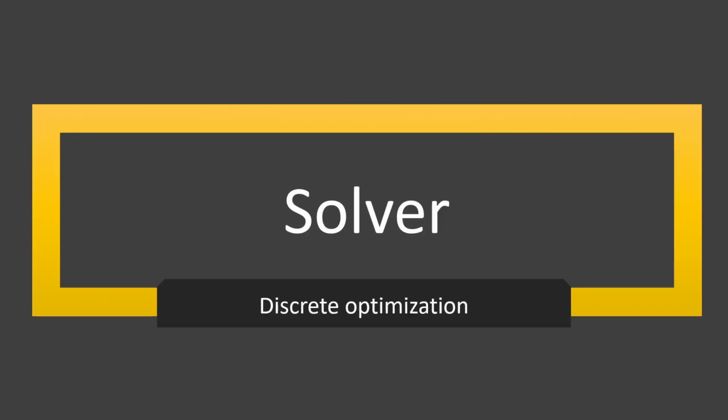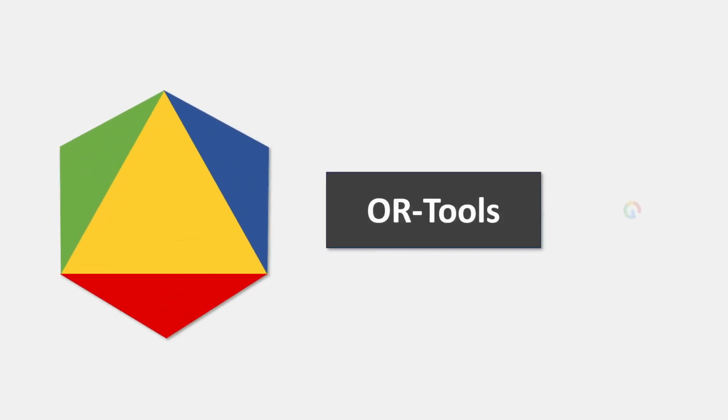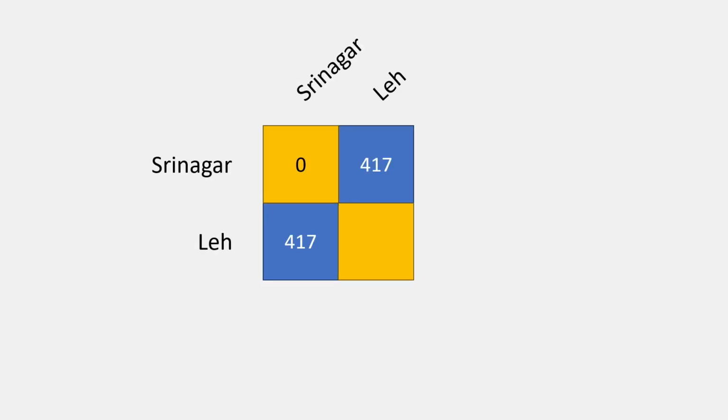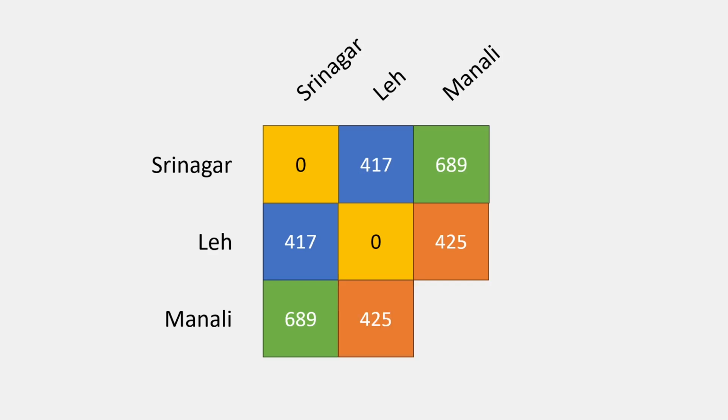With that in mind, I started looking for existing solvers that could handle the traveling salesman problem. And that's when I came across Google's OR-Tools, an efficient solver for standard discrete optimization problems. To tackle the traveling salesman problem, OR-Tools requires a two-dimensional matrix that stores the distance between every pair of locations. For instance, if I plan to visit Srinagar, Leh, Manali, the matrix would list the shortest path from each city to every other one.